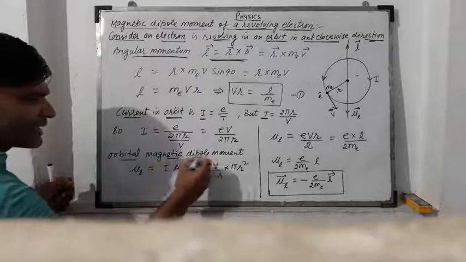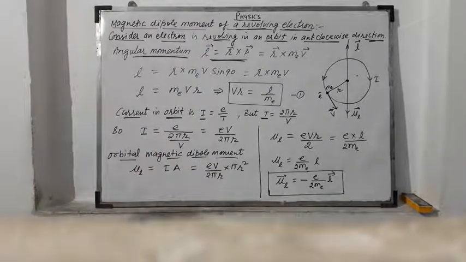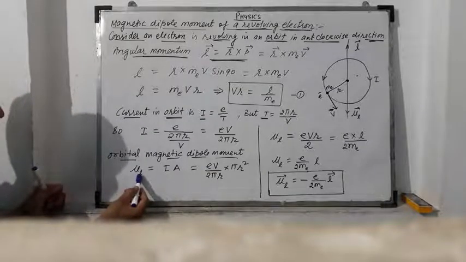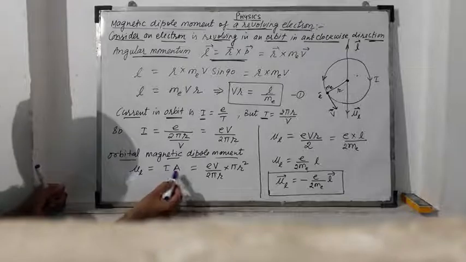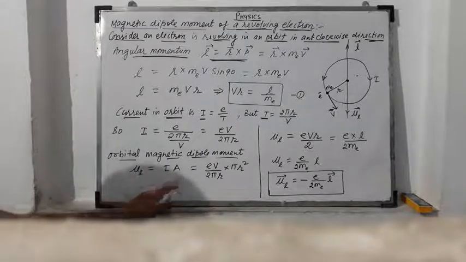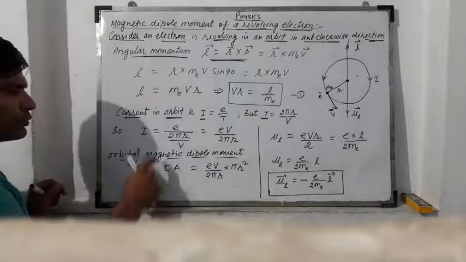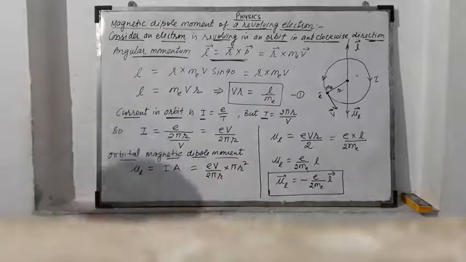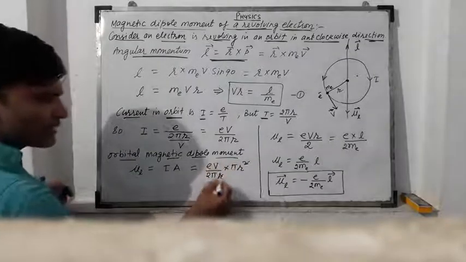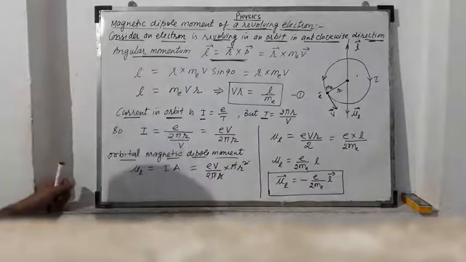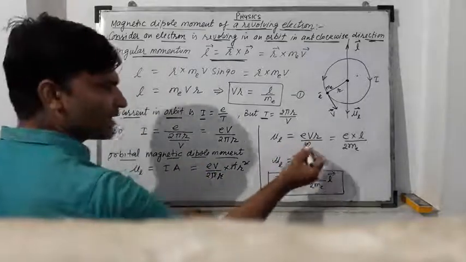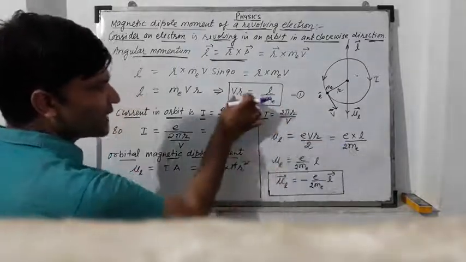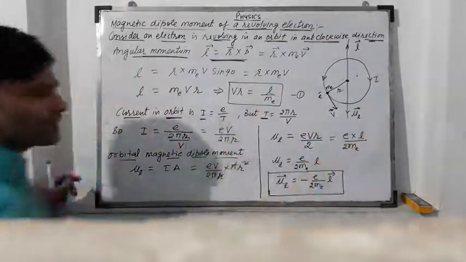Orbital magnetic dipole moment is denoted by mu_L, in subscript, and is equal to I into A, the product of current and area. Put the value of current, ev upon 2 pi r, and area is pi r squared. Here one power of r is cancelled out, pi is cancelled out, so we get evr upon 2. But vr is L upon m_e.